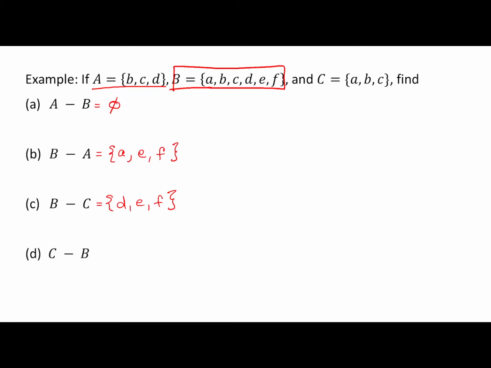And finally, I want the complement of B relative to C. So C is my universe. Always the first set you want to think of as your universe now. So I want to list the things in C that are not in B. In this case, everything in C lives in B, so this is going to be the empty set again.